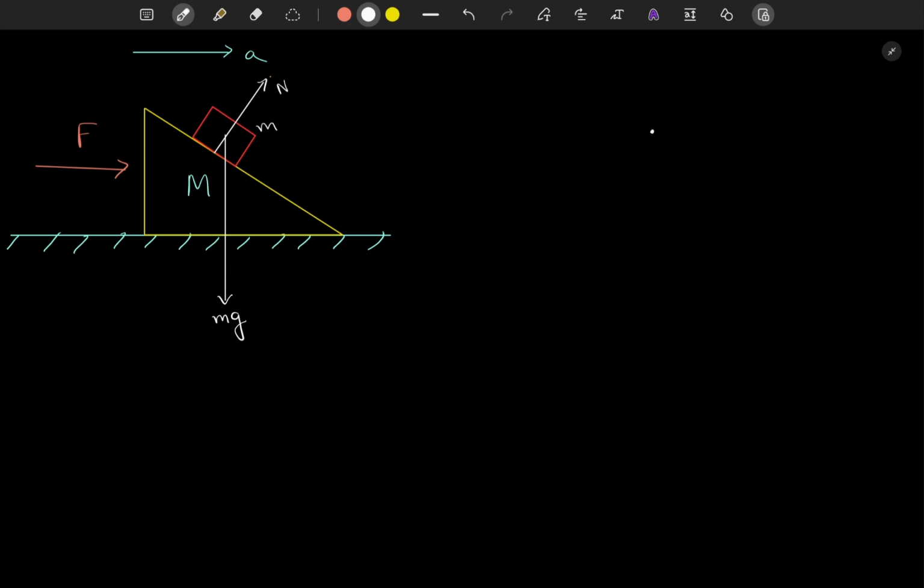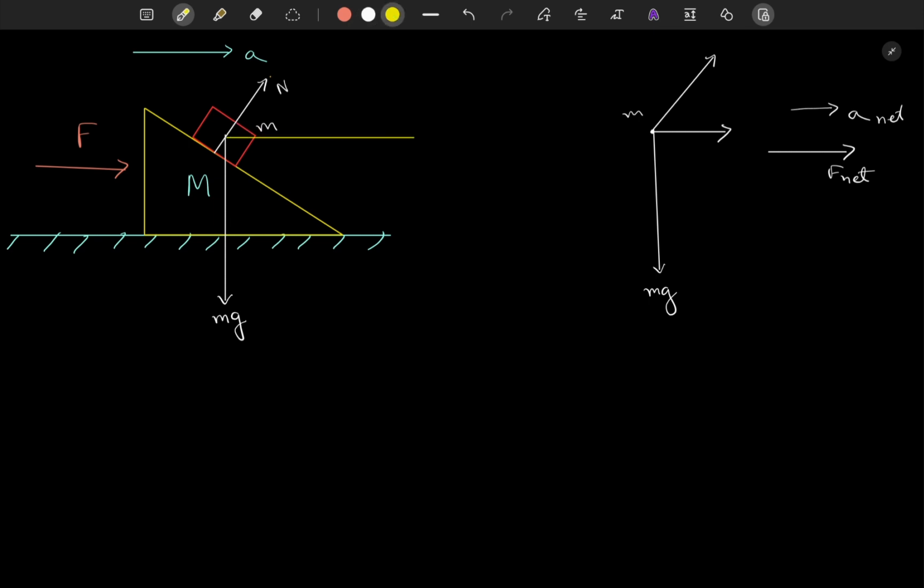So this is the particle, this is the normal force and this is the weight, and the acceleration, as I have stated already, is in the right direction. Clearly the net acceleration is in the right direction, so the net force must also be in this direction, right? So the sum of these forces should be in the right direction.